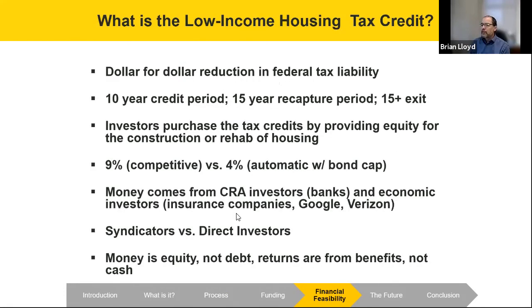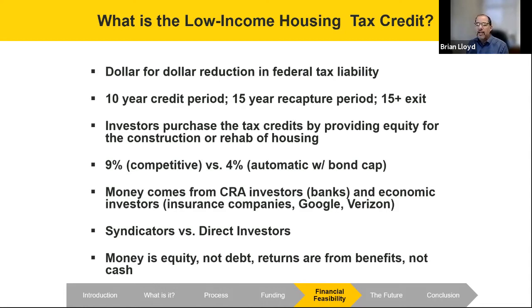So it is a reduction in the investor's tax liability, and that reduction lasts for 10 years. So they would get an annual reduction, a tax benefit, over a 10-year period. There is a 15-year recapture period, however.